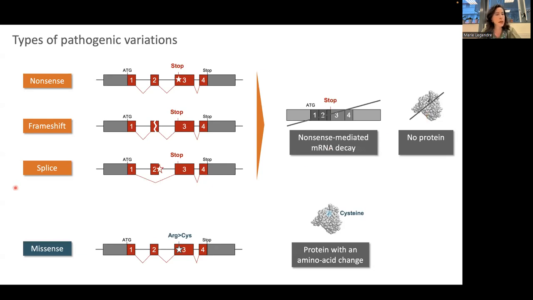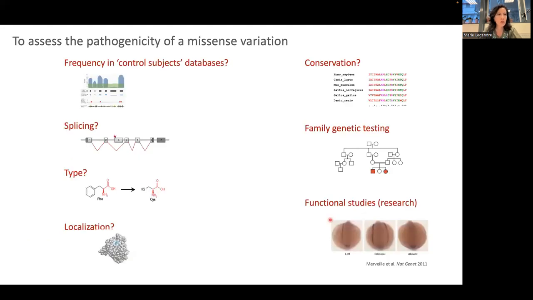It's a bit more complicated for missense variations that only replace one of the beads, one amino acid within a very large protein, by another bead, another amino acid. So it's quite tricky usually to determine if it's pathogenic or not. So how can we decide if a missense variant is benign or pathogenic?